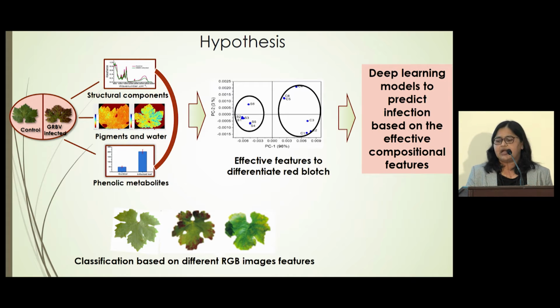Another hypothesis is that nowadays it's very common for people working in fields like detecting disease in leaves to collect a lot of images and then apply deep learning and machine learning models to detect the diseases. So we are also exploring that. We are collecting a lot of images, and we are thinking that maybe based on the image quality, we will be able to develop this kind of technique to detect the virus infection.